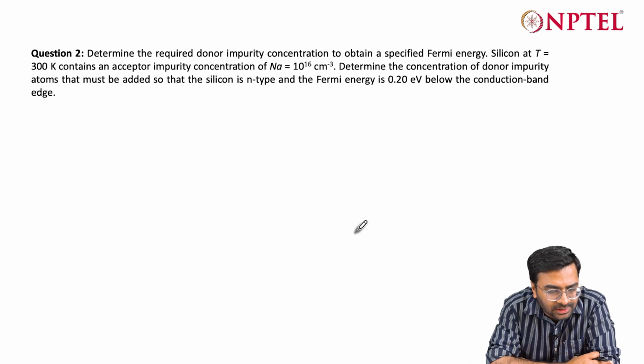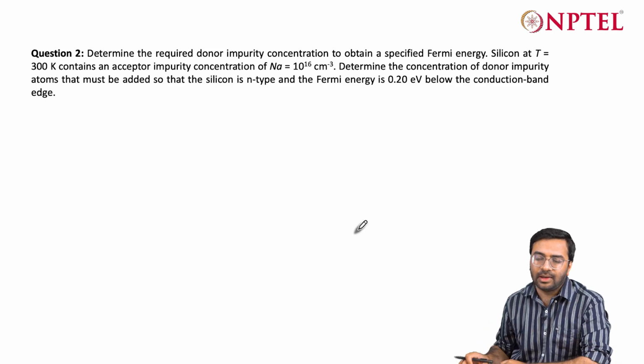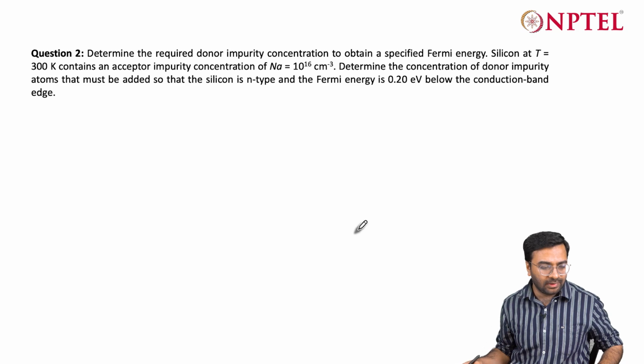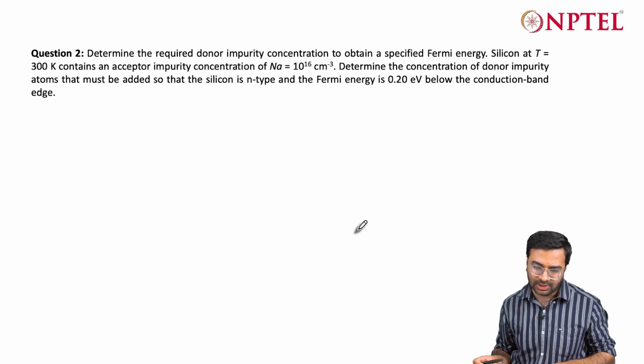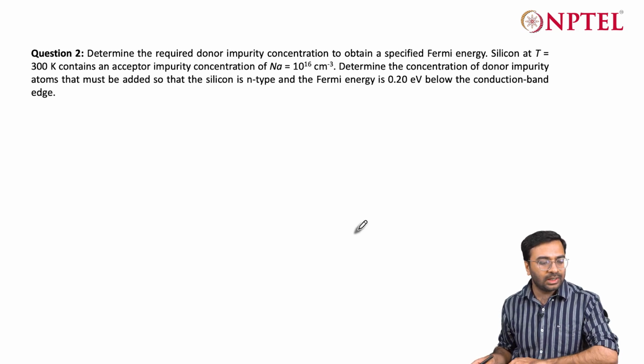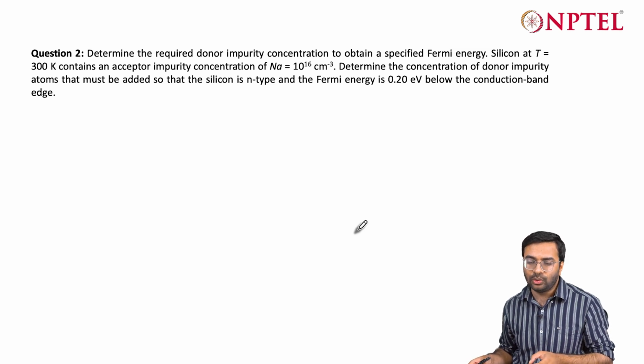The next problem is: determine the required donor impurity concentration to obtain a specified Fermi energy. Silicon at 300 Kelvin contains an acceptor impurity concentration Na of 10 to the power 16 per centimeter cube. Determine the concentration of donor impurity atoms that must be added so that the silicon is N-type and the Fermi energy is 0.2 electron volt below the conduction band edge.